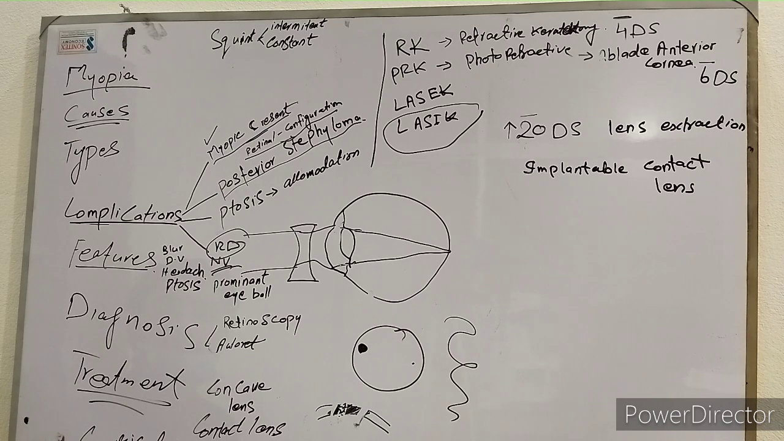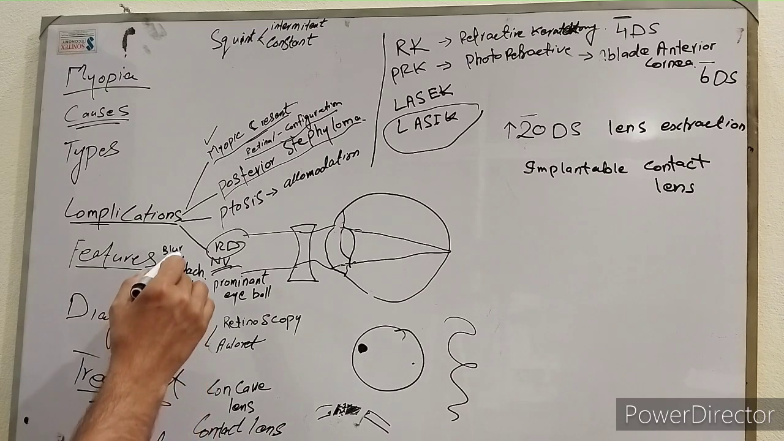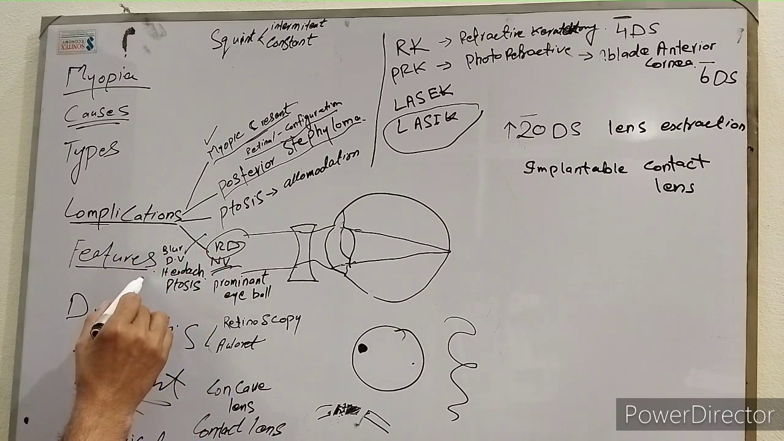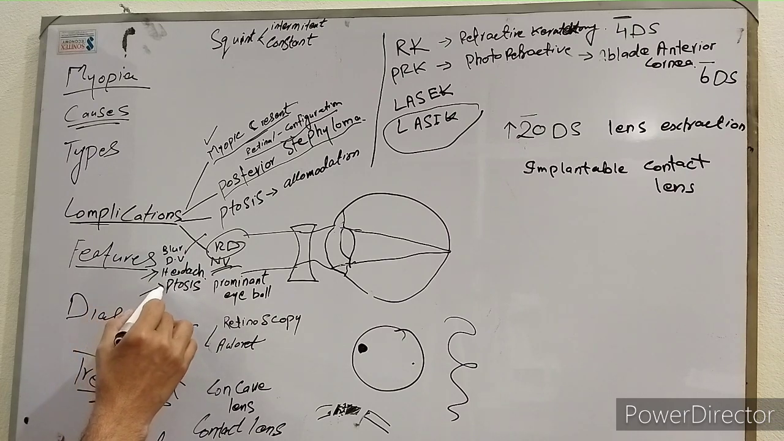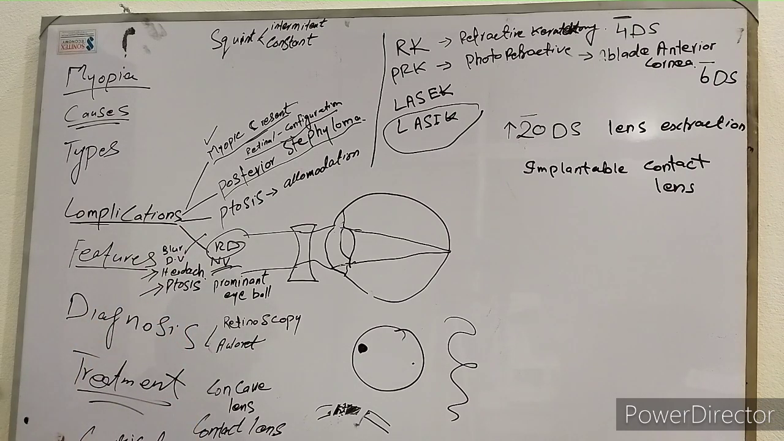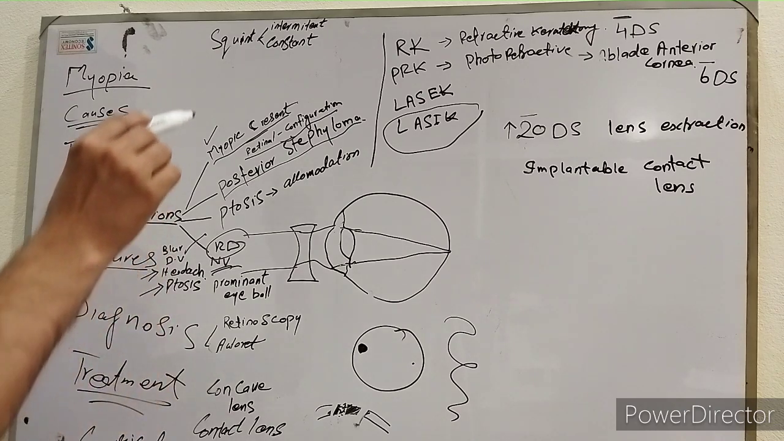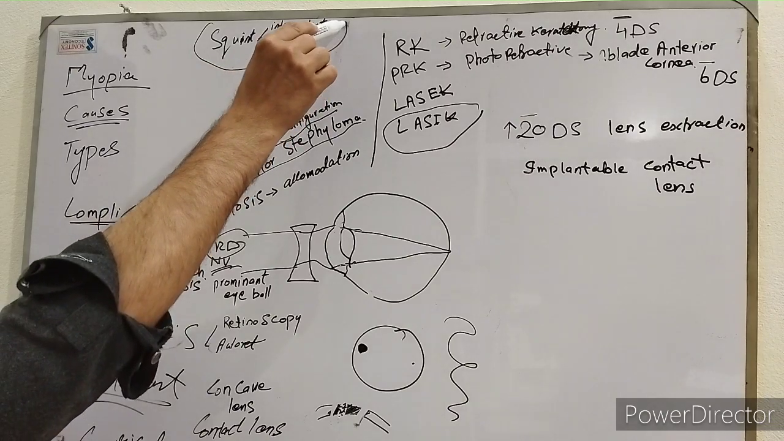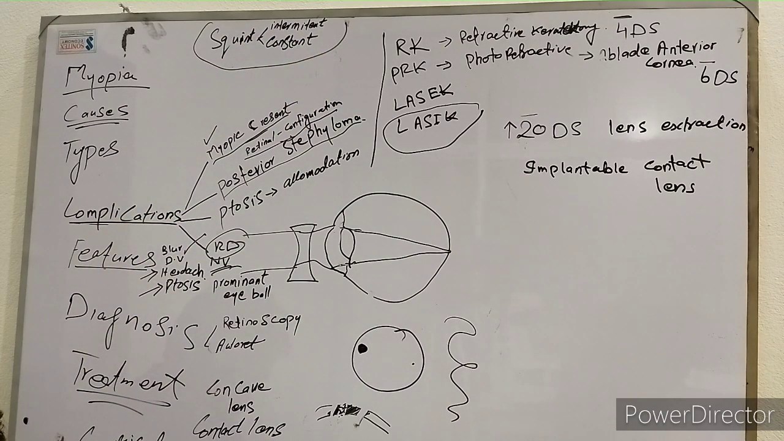Now we are going towards features of myopia. What are the features of myopia? Blurring of distance vision, headache, ptosis. I have already explained the ptosis. Because of exertion of accommodation, ptosis develops in the eyes. Also squint development: in a child it may be intermittent squint or it may be constant squint. One other feature of myopia is prominent eyeball.